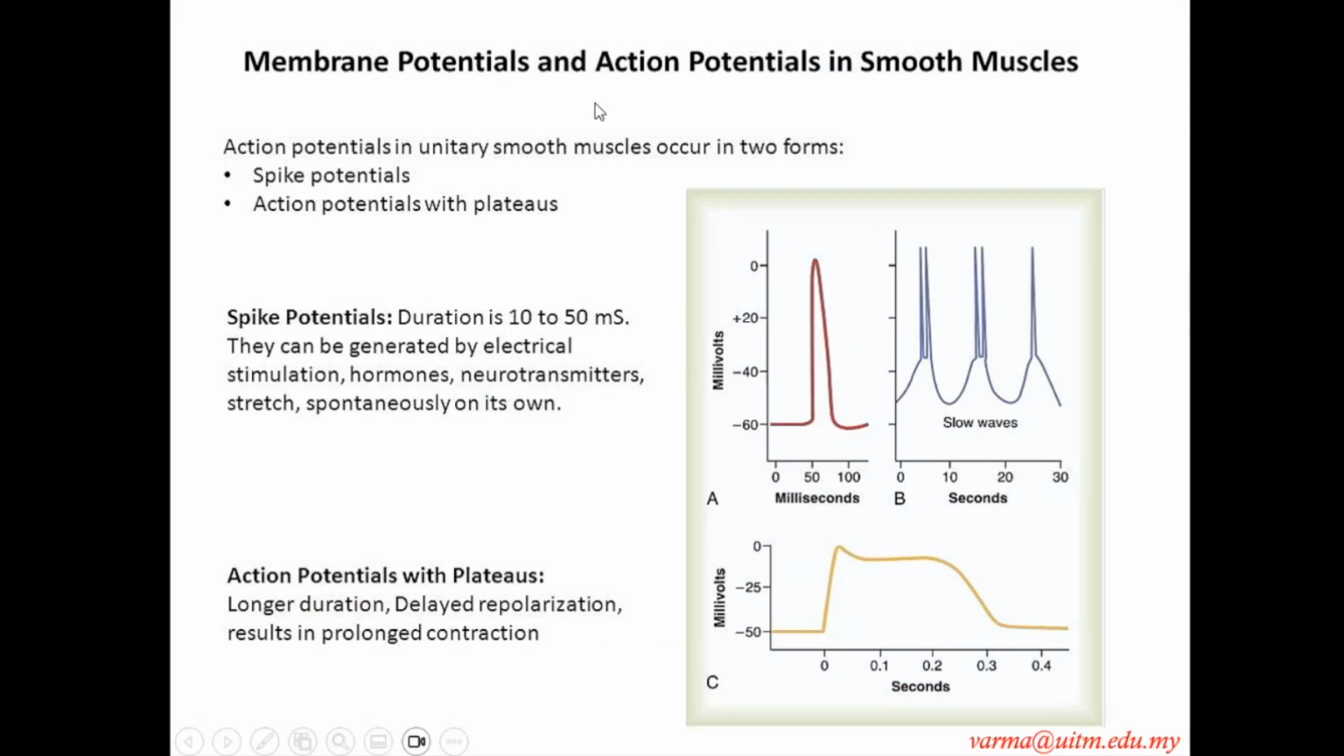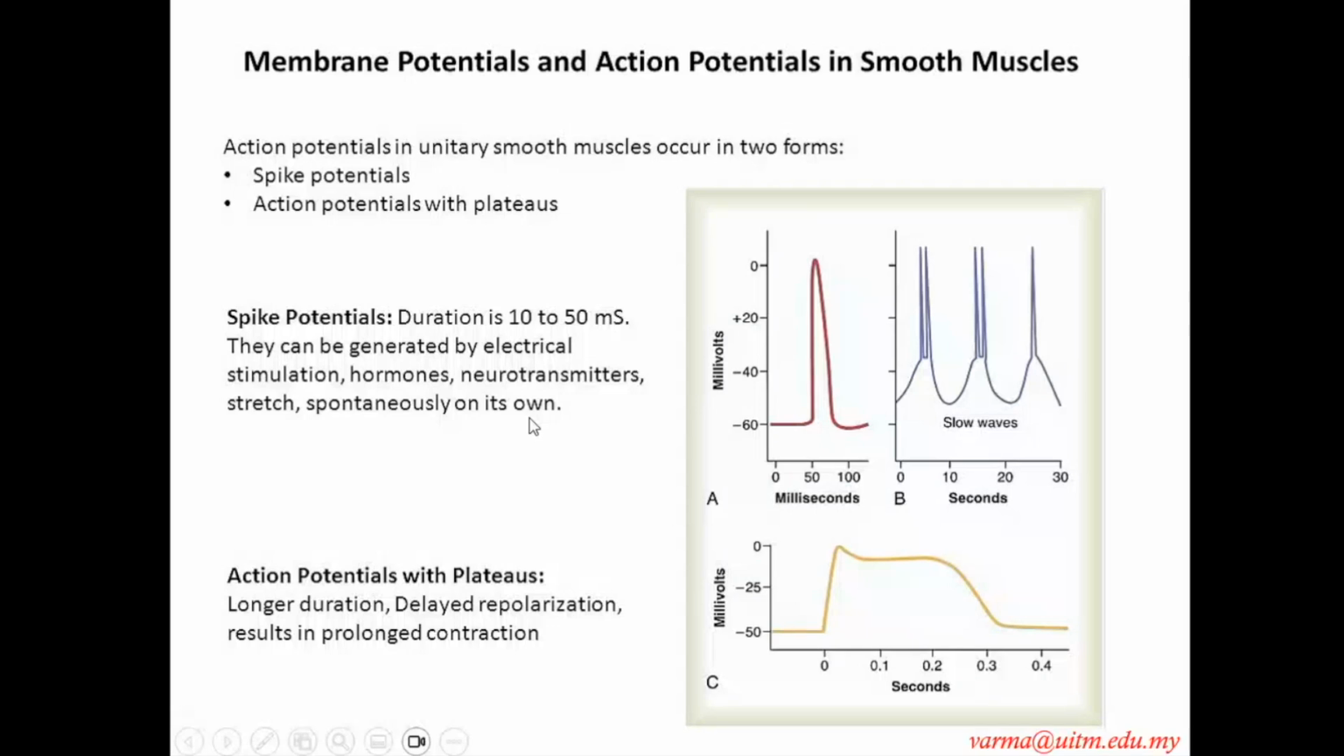So just to compare with smooth muscle action potential, they don't actually have very clear phases. Action potentials in smooth muscle are spike potentials or action potential plateaus. Honestly, I also don't understand them much, but it's not very important. Nobody is going to ask you about smooth muscle action potential. Just remember, it's called a spike potential. Duration is around 10 to 50 milliseconds. They can be generated by electrical signals, hormones, neurotransmitters, stretch or spontaneously.